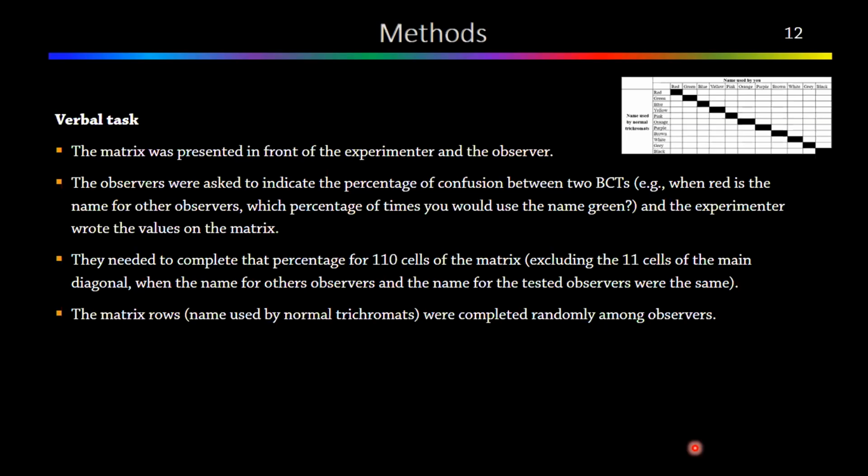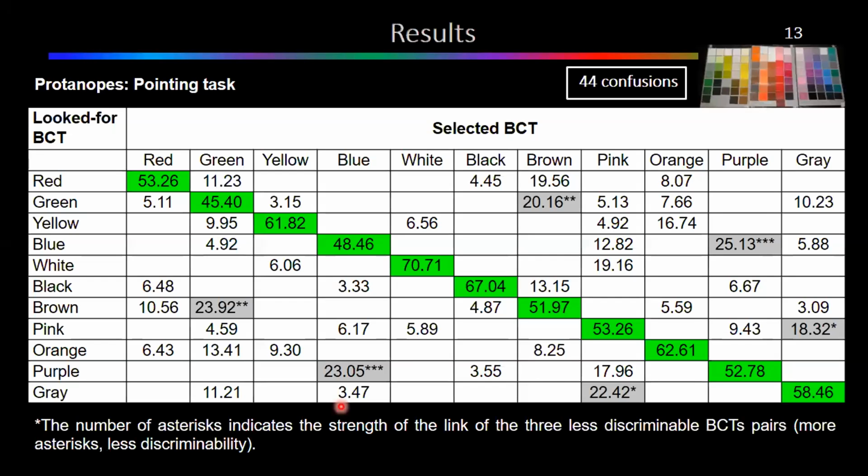For example, they were asked, when red is the name for others, which percentage of times would you use the name green, and so on, with all the different pairs that fill out the whole table. So in total, they completed 110 cells of the matrix because we didn't ask them to complete the main diagonal. As you can see, these cells are presented in black because they were not asked to estimate that percentage. The different rows of the matrix were completed in random order. And here we have some of the results.